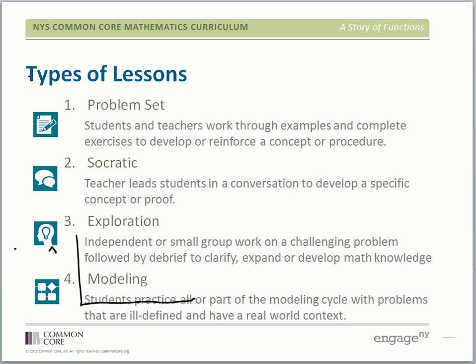The other types of lessons they'll have will be problem sets, which I think everybody in math instruction is pretty comfortable with. We also have Socratic dialogues, which are a little different than a lot of teachers are used to. And this is a 10-minute dialogue where you're walking through students and eliciting deeper answers to questions, having them think and extend their knowledge. Exploration, when you're looking at challenging problems, usually followed by a debrief where you clarify and expand their math knowledge.